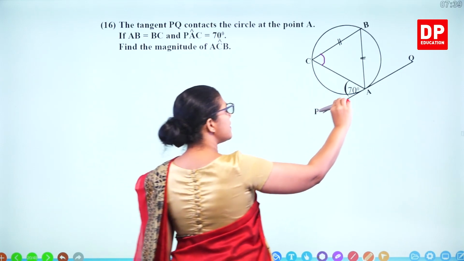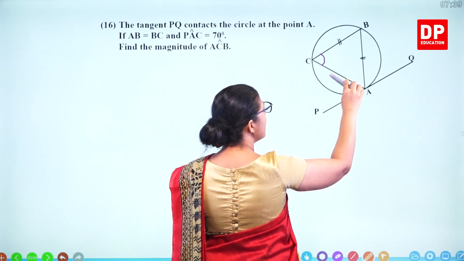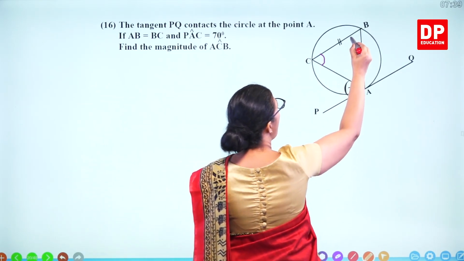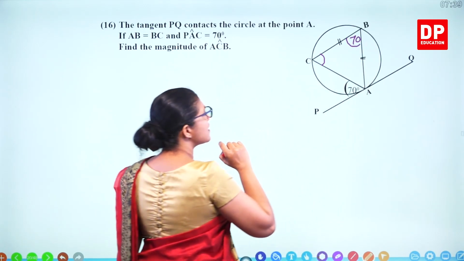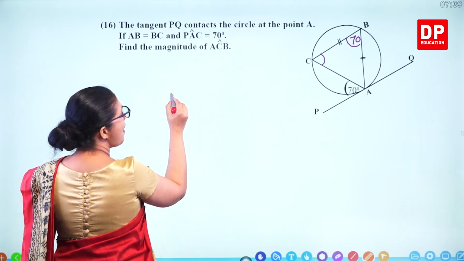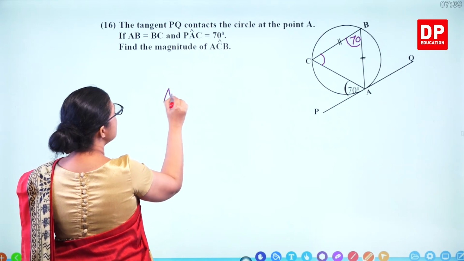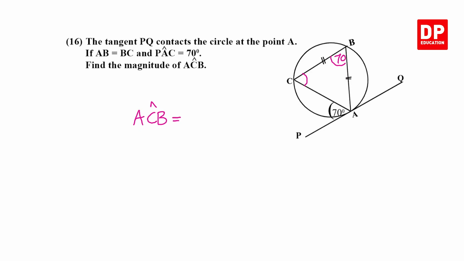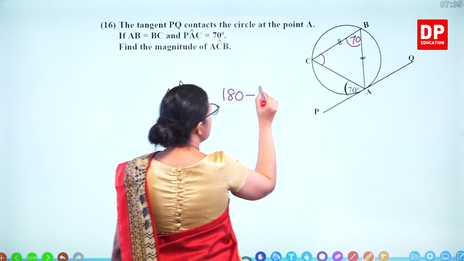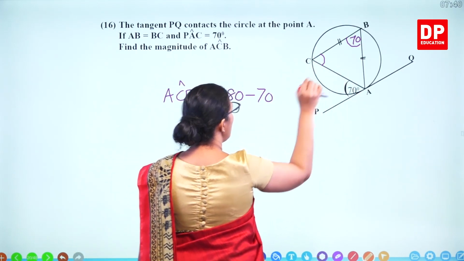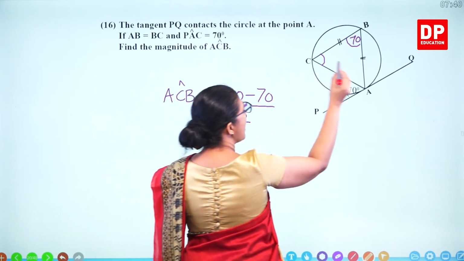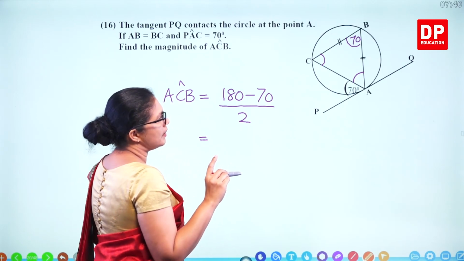Now look carefully. This is the angle between the tangent and the chord. According to the alternate segment theorem, this is equal to the opposite interior angle. So this is 70. And ABC is an isosceles triangle. So we can find BCA, or ACB, straight away: 180 minus 70 gives these two angles, and you have to divide by 2 to get one, because in an isosceles triangle this angle and this angle are both equal.